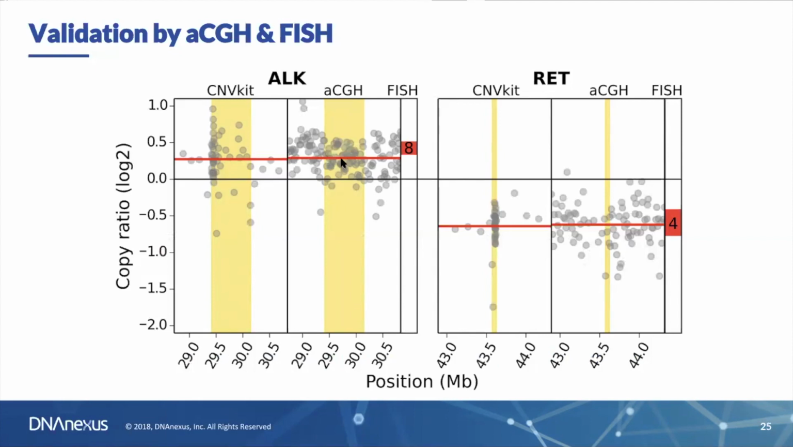CNVkit closely match array-CGH. If we do a third method, FISH, we see that the absolute copy number for this hexaploid genome matches closely with array-CGH and CNVkit. The same is true for a copy number loss at RET.